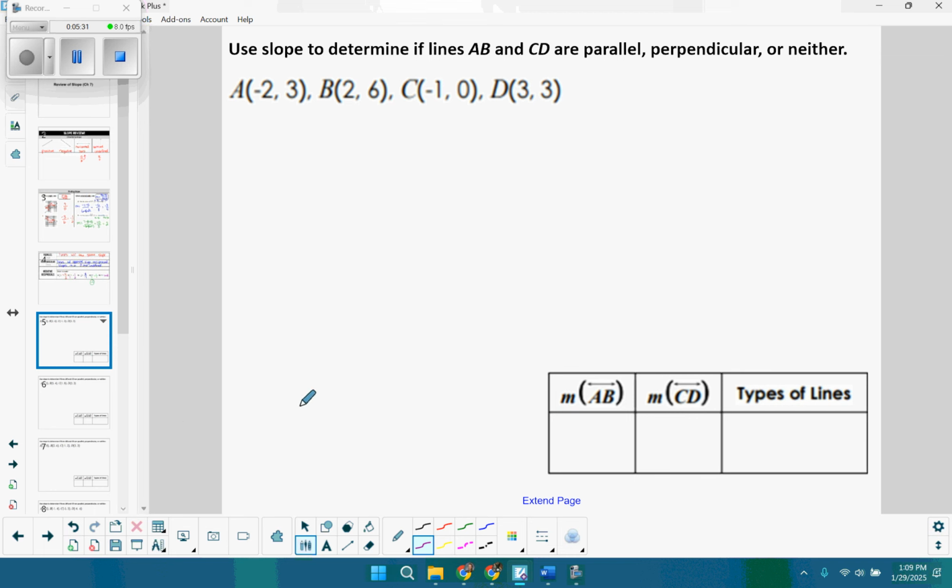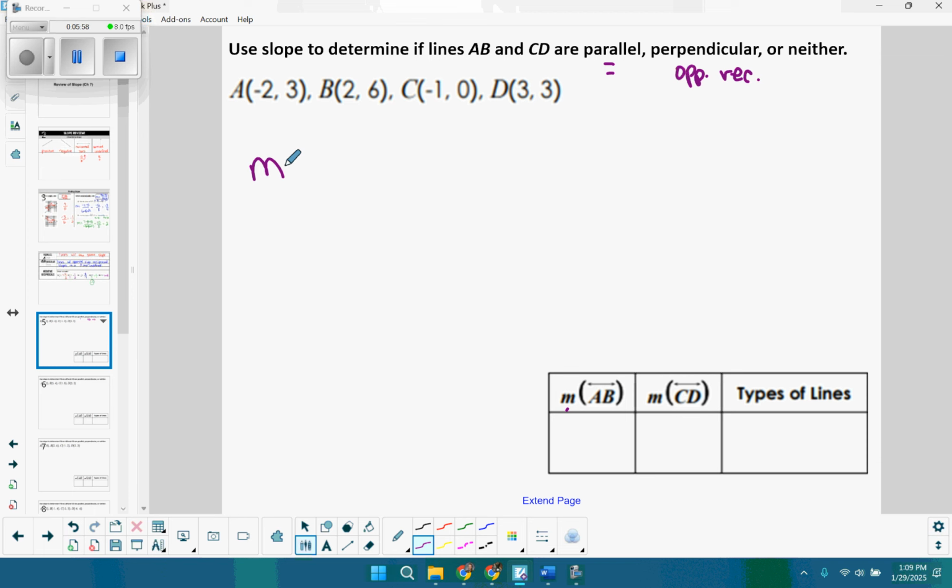We can use the slopes of lines to tell whether they are parallel, perpendicular, or neither, because it doesn't have to fit one of those relationships. So down here, this M and then parentheses is saying we're going to find the slope of line AB, the slope of line CD, and then we're going to describe them as either parallel, perpendicular, or neither. Right? Parallel was equal, perpendicular was that opposite reciprocal, and neither if it doesn't fit either of those.